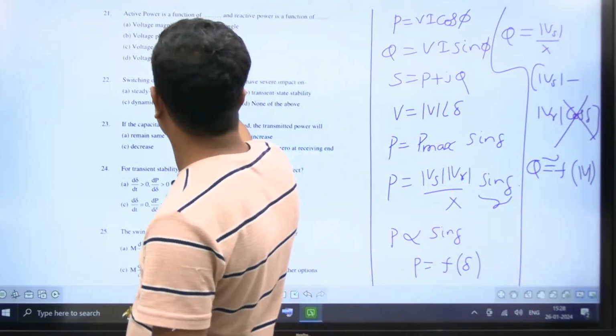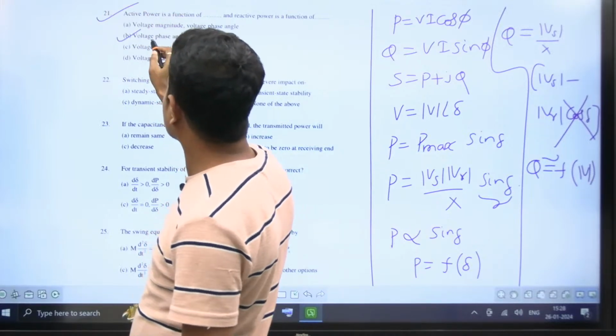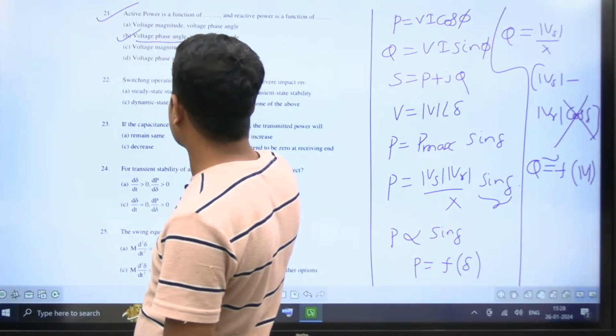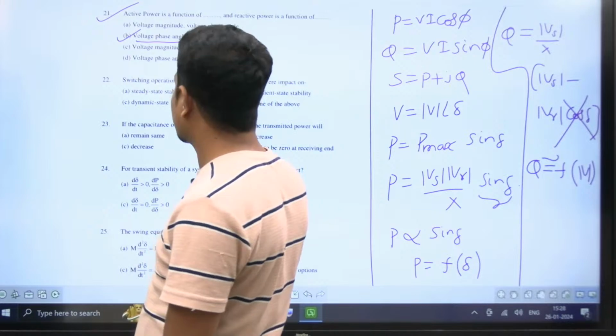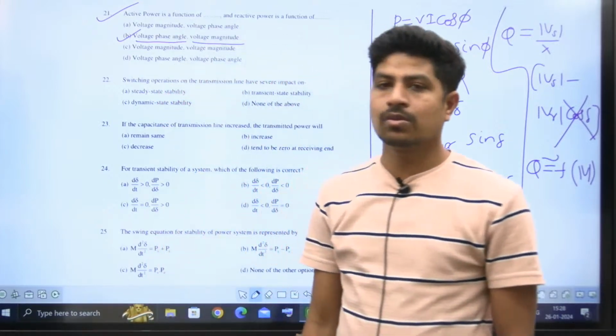So voltage phase angle and voltage magnitude: active power is a function of voltage phase angle, and reactive power is a function of voltage magnitude. Good question it is.